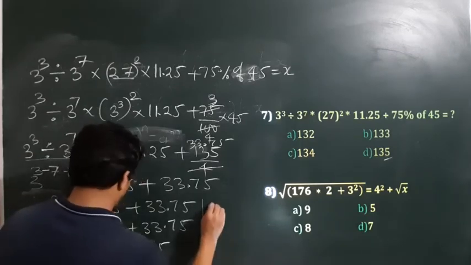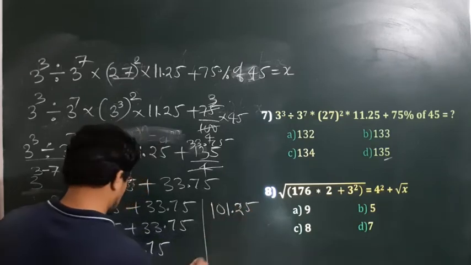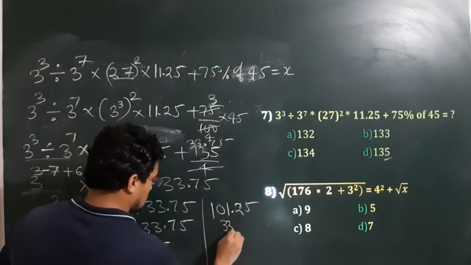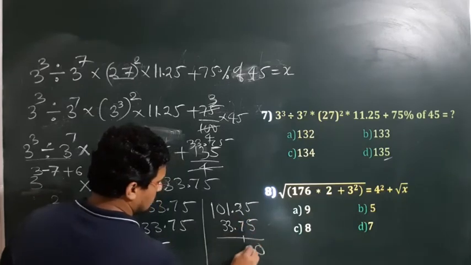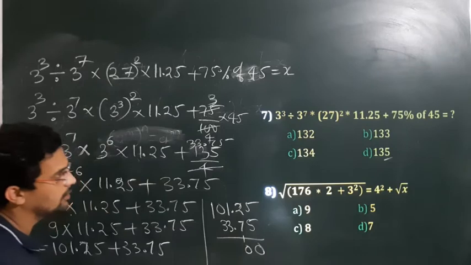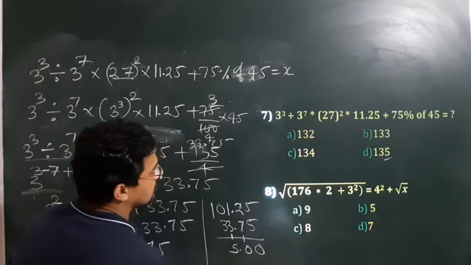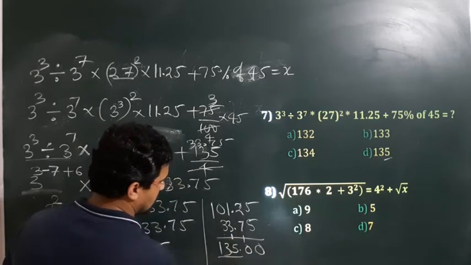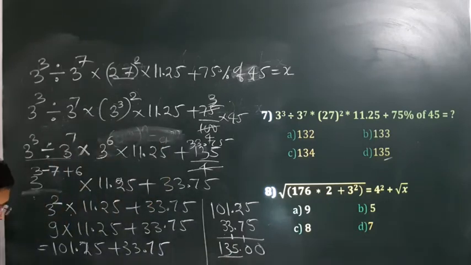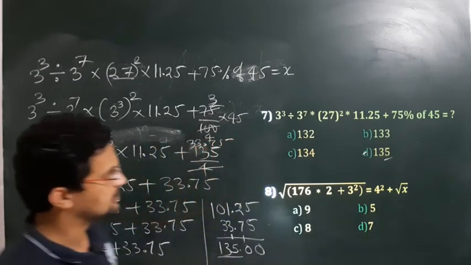How to add? 101.25 and then 33.75. It will be 5, carry 1, then 1 plus 3 is 4, and 5 as it is, and this is 13, so the answer is 135. If you solve this, you will get 135. So answer D is correct.